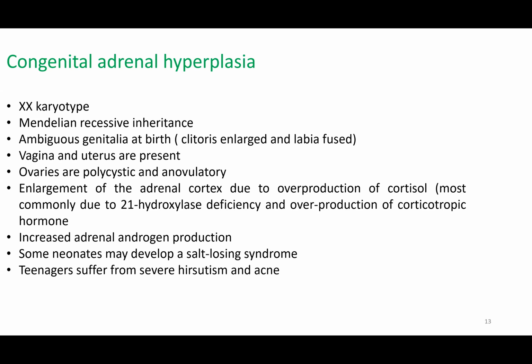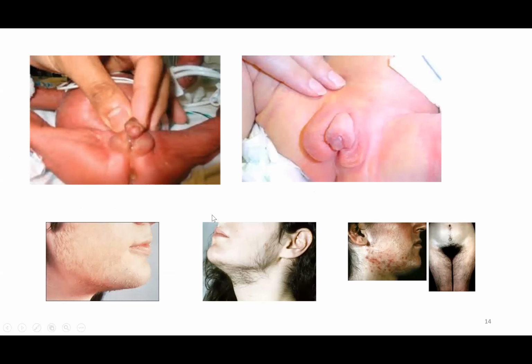The vagina and the uterus are present, however, the ovaries are polycystic and unovulatory, and sometimes the adrenal cortex may be enlarged due to overproduction of corticotropic hormone. There's an increased adrenal androgen. That's why teenagers, if it is late onset, will suffer from severe hirsutism and acne, and some neonates will develop a salt-losing syndrome.